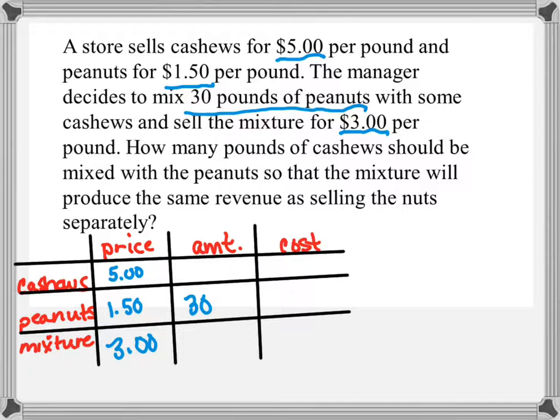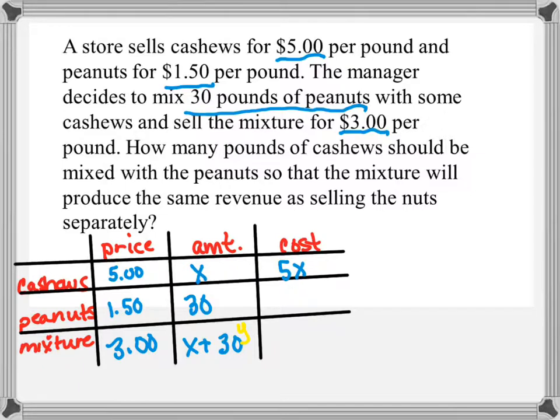So I don't know how many pounds of cashews I will have. And so that will be my x, my unknown. And that means my mixture will have an amount of x plus 30, or 30 plus x. And this is where if you wanted to truly do it as a system of two equations, you could have made that y, but I'm choosing to make that x plus 30.